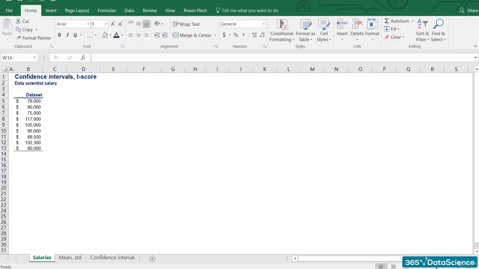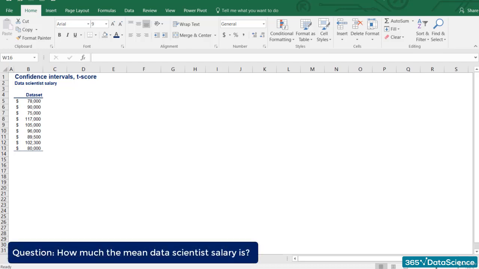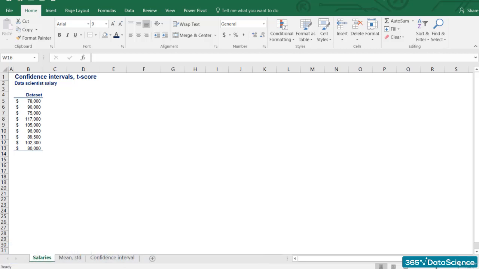All right, so we've learned that confidence intervals based on small samples from normally distributed populations are calculated with the t-statistic. Let's check a similar example to the one we saw earlier. You are an aspiring data scientist and are wondering how much the mean data scientist salary is. This time, though, you do not have the population variance.